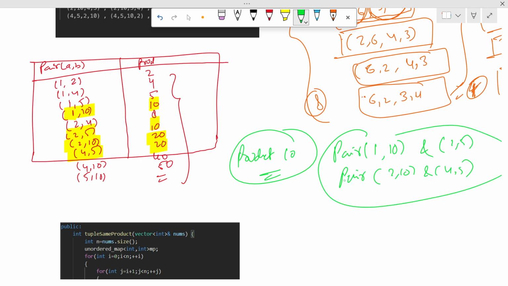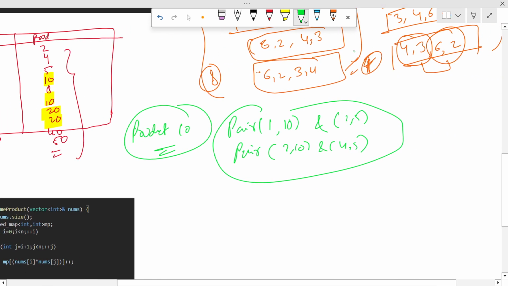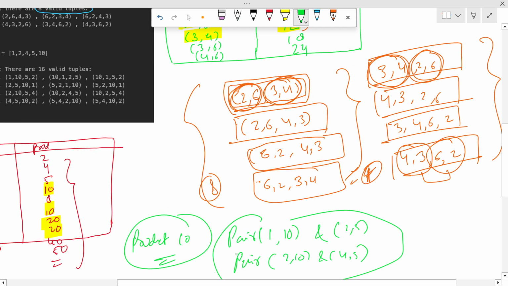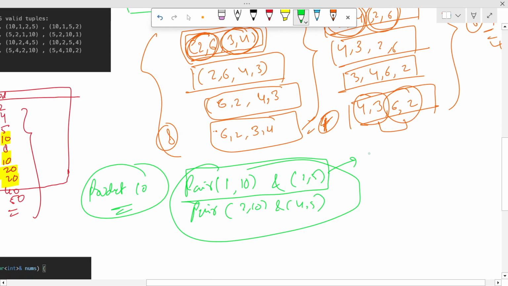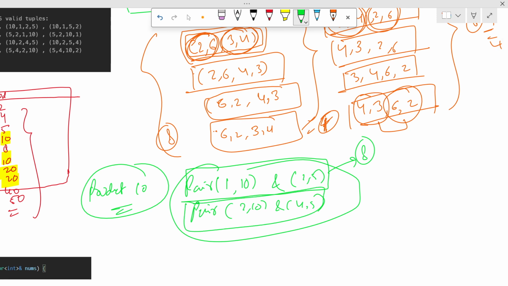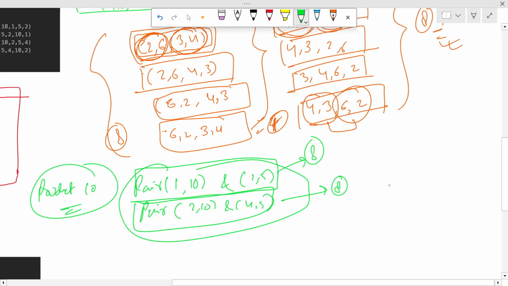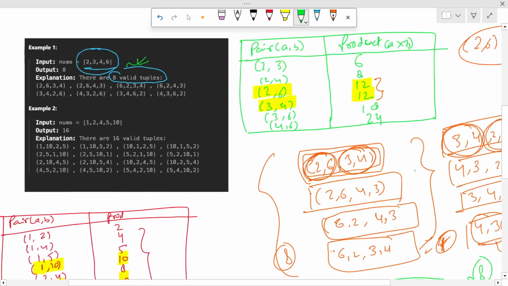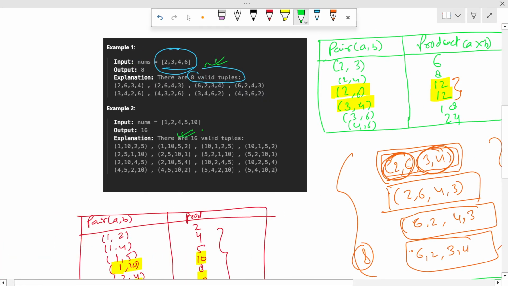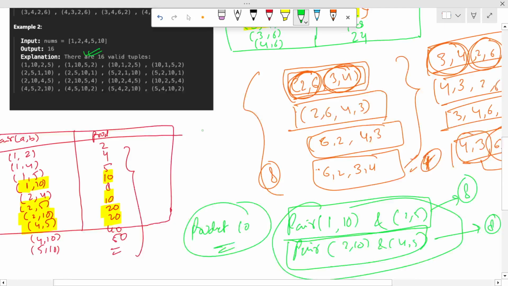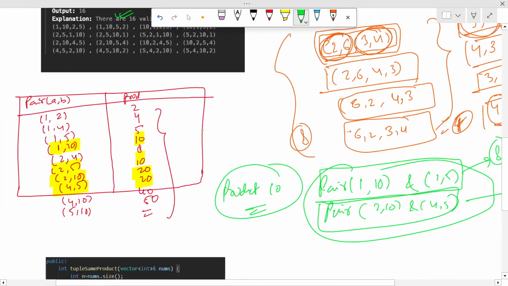After calculating this, if two pairs are the same product, we get 8 valid tuples, and the same thing for the other, we get 8 valid tuples. So the total is 8 plus 8 is 16, so our answer is 16. I hope you understand the valid pair factors, how we calculate the valid factors and valid values.